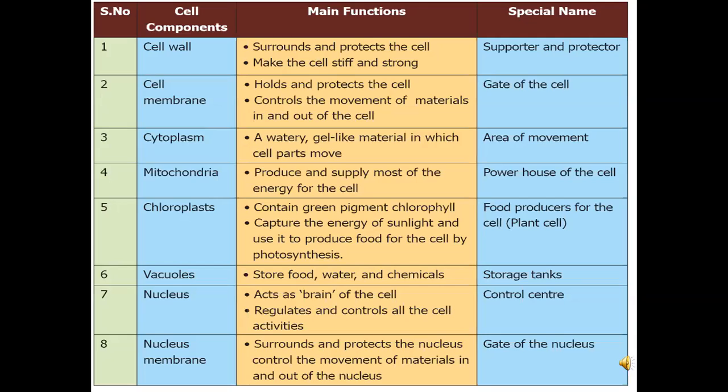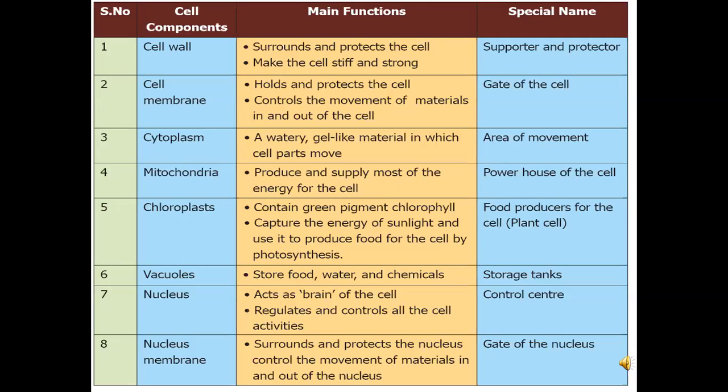And the sixth cell component is vacuoles. The main function of vacuoles is to store food, water and chemicals. And the special name of vacuoles is storage tanks. And the seventh cell component is nucleus. Its main function is to act as the brain of the cell and regulate and control all the cell activities. And the special name of nucleus is control center.